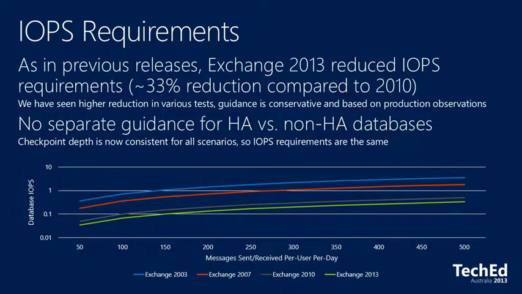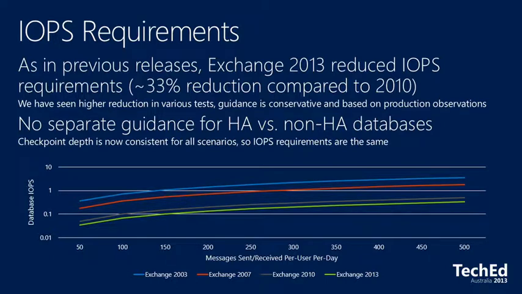If you were to actually just compare, for instance, database copy IOPS in 2013 with database copy IOPS in 2010, the actual reduction would be much higher, anywhere from 49 to 74%, depending on if you're a cache mode or online mode client. Now, one of the other changes that we've made is around checkpoint depth. So this will make sizing easier as well.